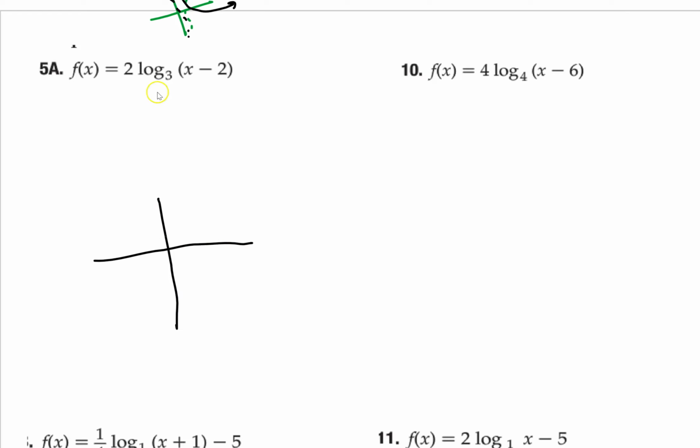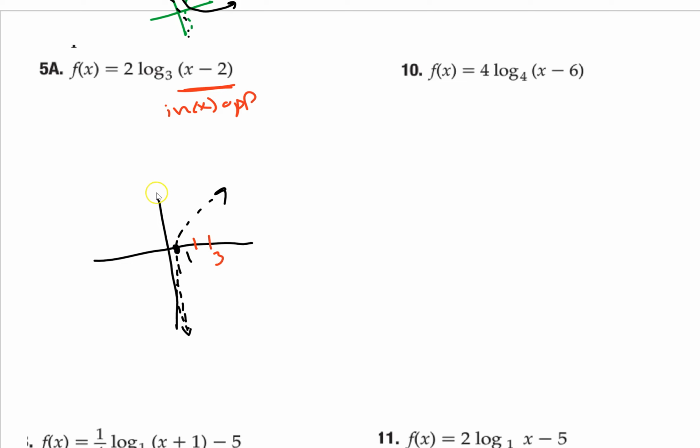Right, let's talk about what a basic graph looks like. A basic log graph looks like this, something to that effect, and it crosses at 1. Right, that's what a basic log graph looks like. Now let's look at what this graph's telling us to do. Inside x is opposite, so we're going to move it right 2. So instead of being at 1 here, we're going to cross at 3.